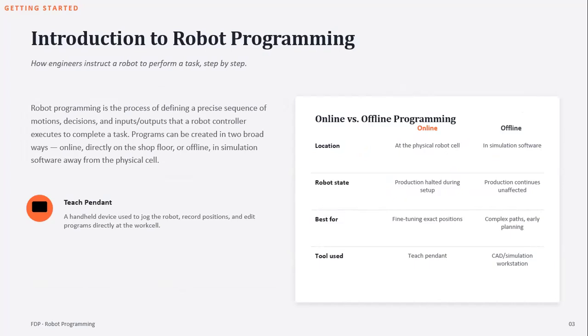Let us now go directly to the conceptual introduction of robot programming. So robot programming is the process of providing instructions that enable industrial robots to perform specific tasks automatically. Programming can be carried out online using a teach pendant or offline using simulation program. Proper programming ensures accuracy, repeatability, and improved productivity in industrial automation.